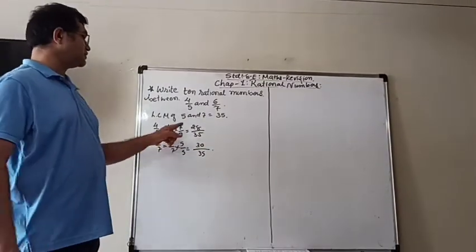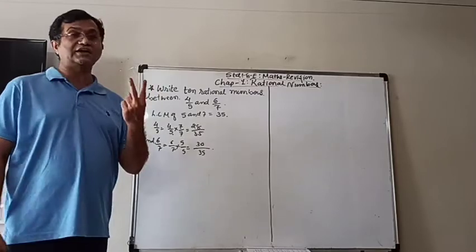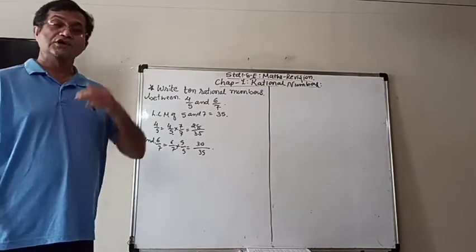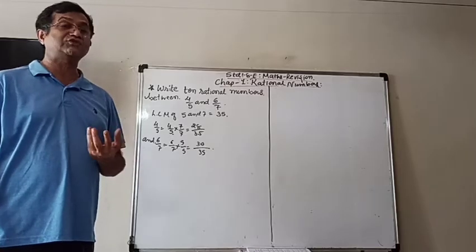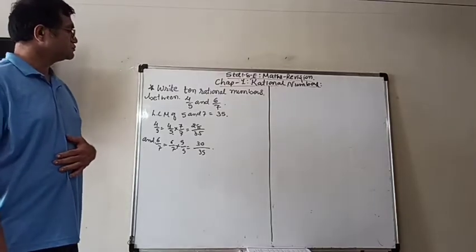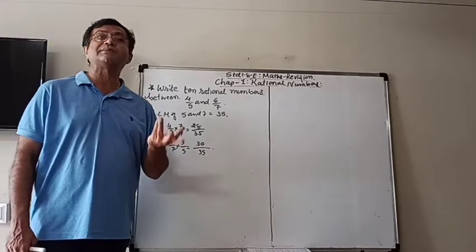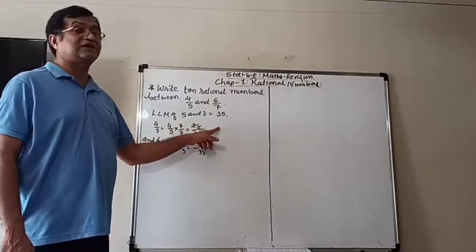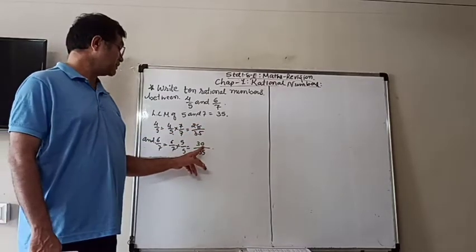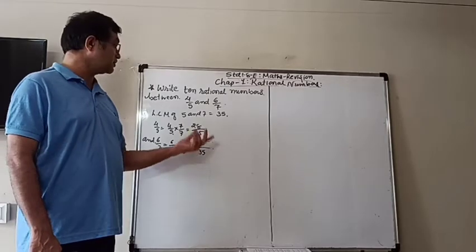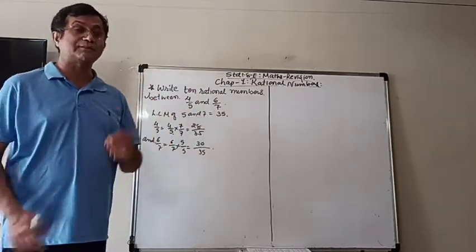Now you can see that between 28 and 30 there is only one rational number. So rather we have to multiply with a bigger number, so multiply with 10. Then 28 tens are 280 and 300. So between 280 and 300 you will get enough, 10 numbers.